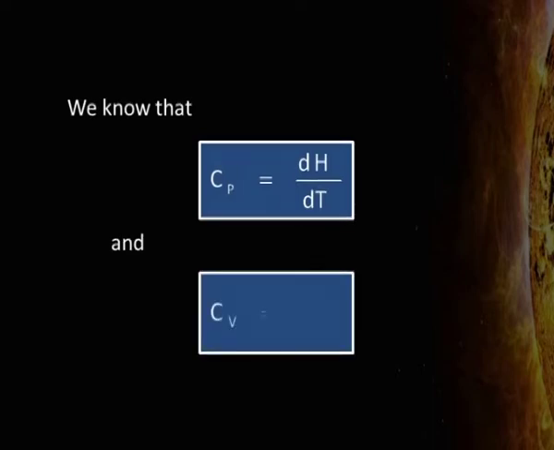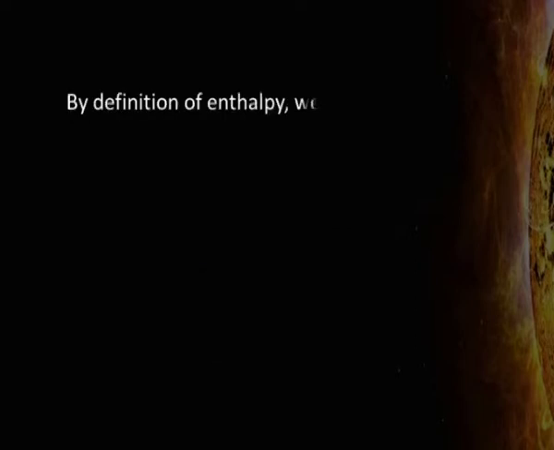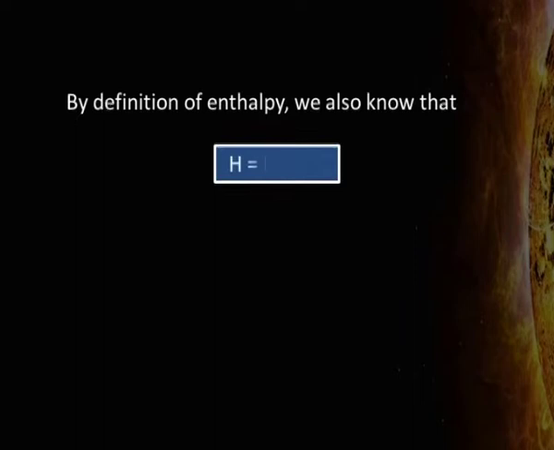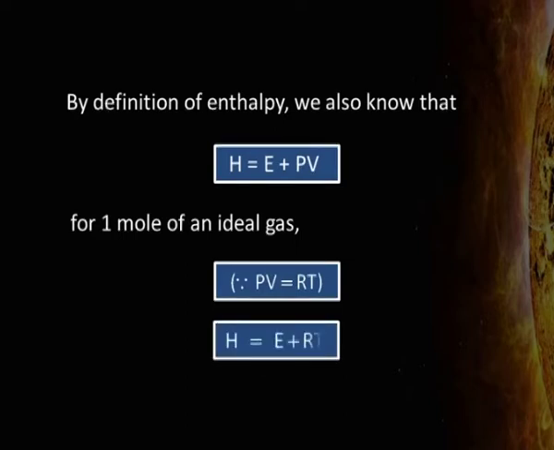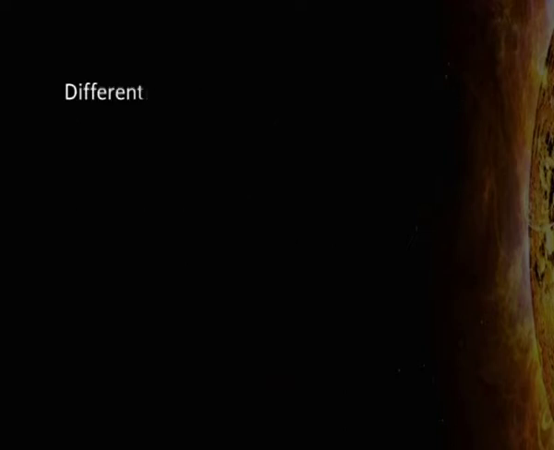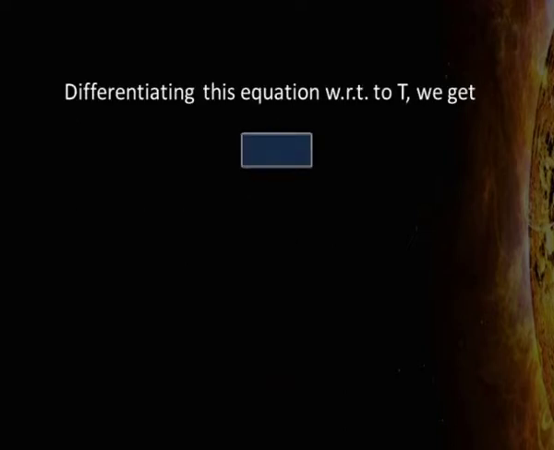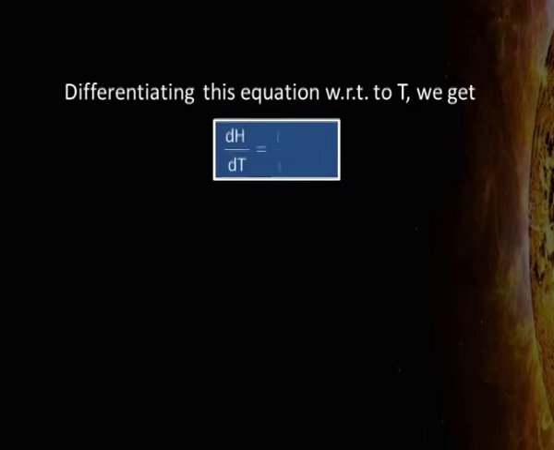We know that Cp is equal to dH by dT and Cv is equal to dE by dT. By definition of enthalpy, we also know that H is equal to E plus PV. For 1 mole of ideal gas, PV is equal to RT, hence replacing PV by RT, we will get H equal to E plus RT. Differentiating this equation with respect to T, we will get dH by dT equal to dE by dT plus R.